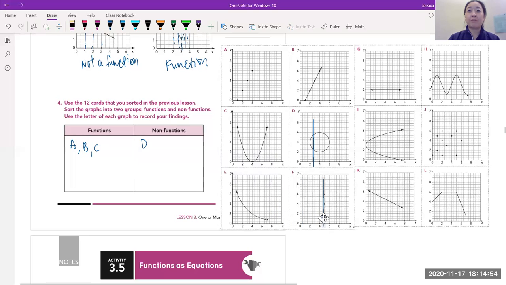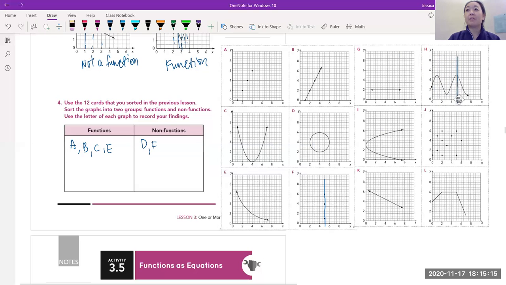But what about F? Right here, so that's going to be not a function. So E is a function, F is not a function, which is weird because it starts with F. Oh, well. Now we're going to G. Is G a function? Yep. What about H?